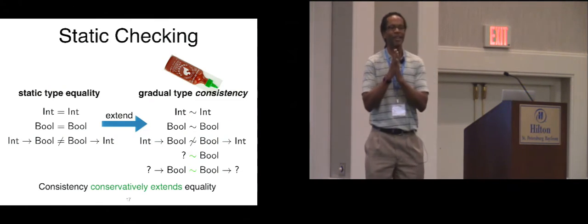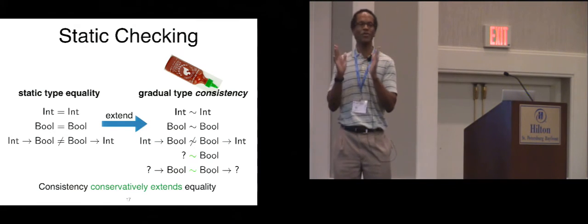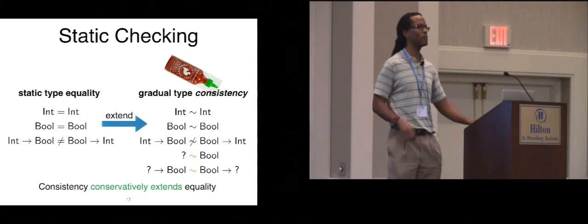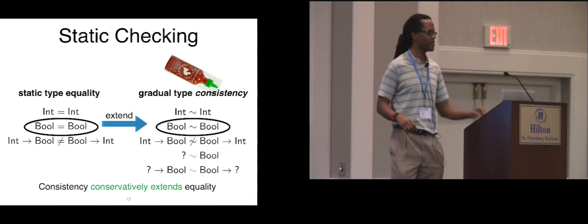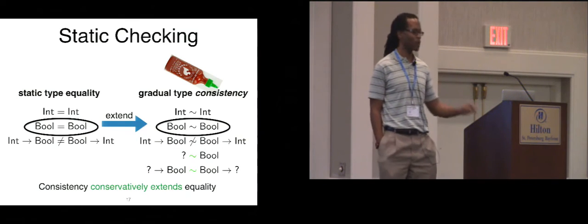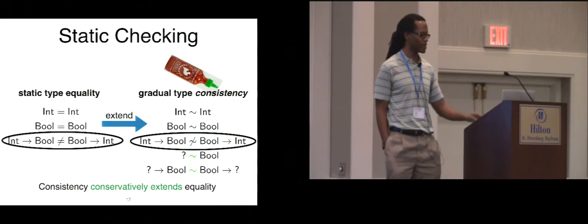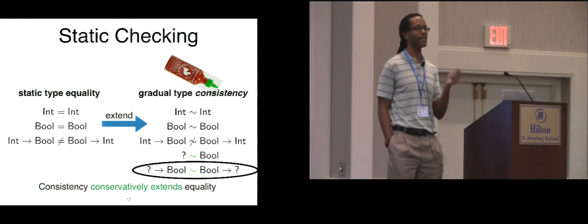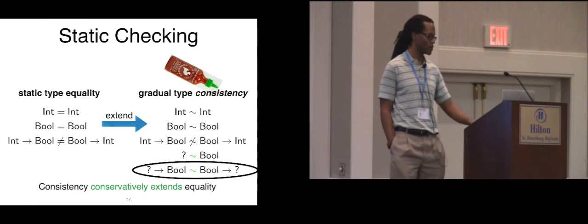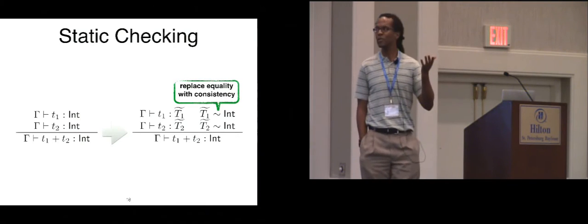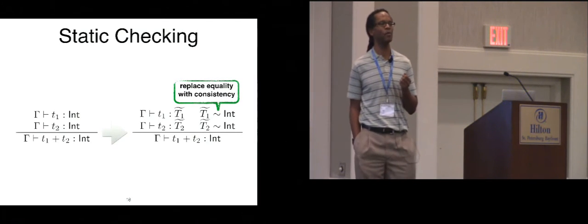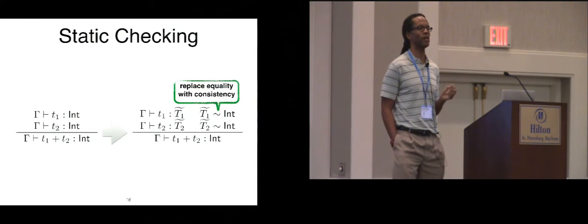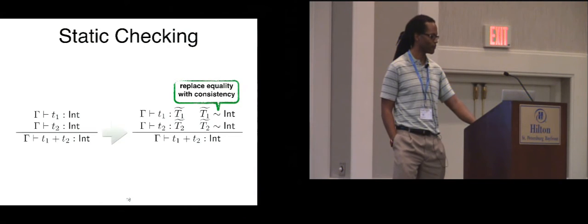So the secret sauce behind gradual typing is this notion introduced by Siek and Taha called consistency. Consistency extends the notion of type equality to gradual types, and it's an extension in the sense that it admits all static type equalities and admits all static type inequalities, but it also admits pairs of unequal types that do not reflect any inconsistencies between the imprecise parts of their types. Armed with gradual type consistency, it's possible to take the typing rules of a static type discipline and lift it to gradual types and the notion of consistency, and this leads to a new gradually typed type system.